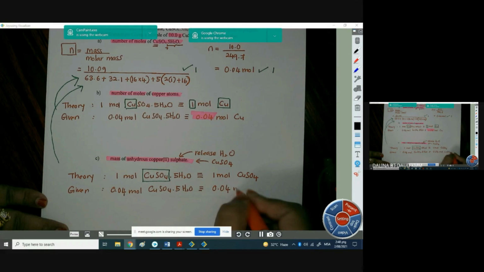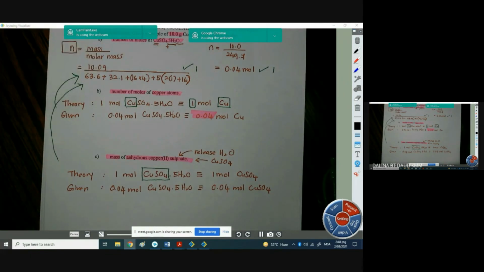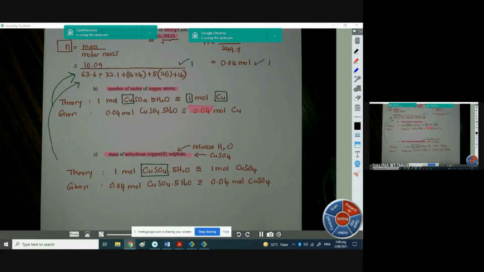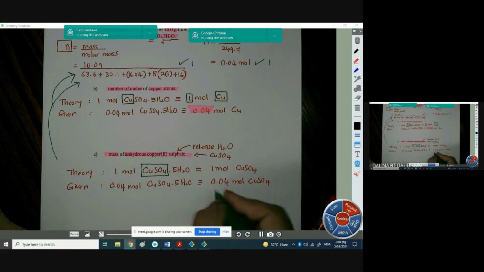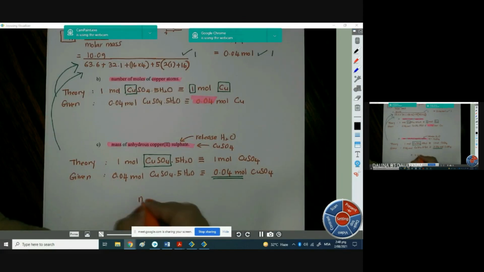Okay, but our question asks about mass. So how do we convert the mass from the data that we have, which is mole? We will relate mole equal to mass over molar mass. So our mole is 0.04 and the mass we do not know. And how about the molar mass?